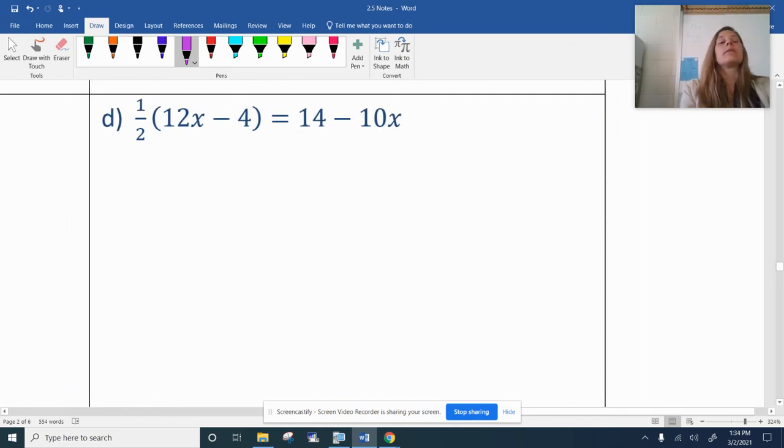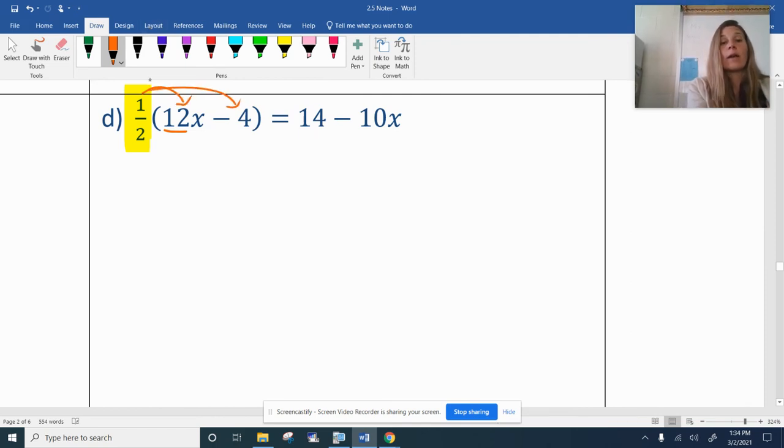All right, so then let's take a look at D. The 1/2, once again, check it. Is 12 divisible by 2? Yes. Is 4 divisible by 2? Yes. So it would make sense for me to just distribute this fraction. Half of 12 is 6, so 6x. Half of 4 is 2. You can see it works out quite nicely as long as those are divisible by that bottom number.